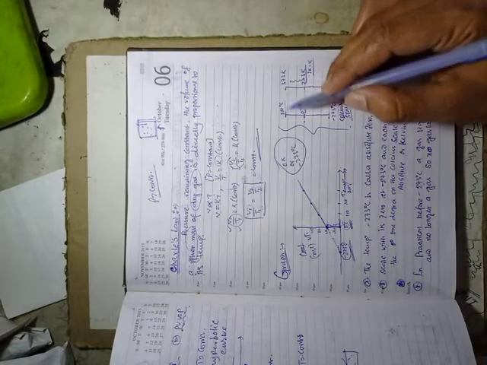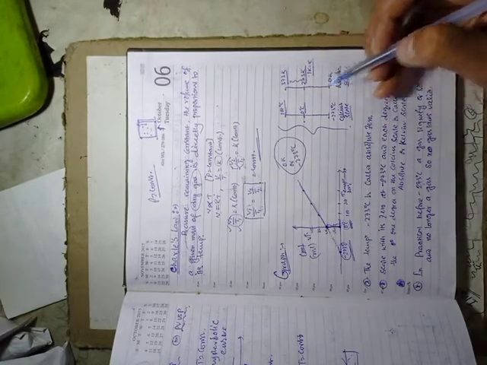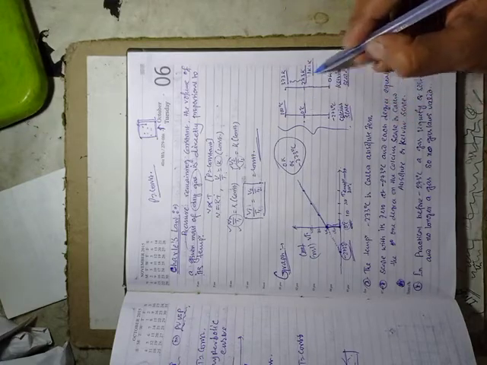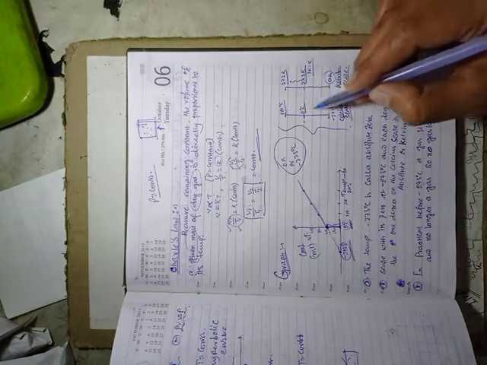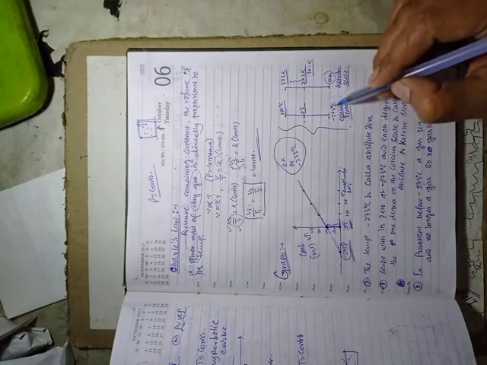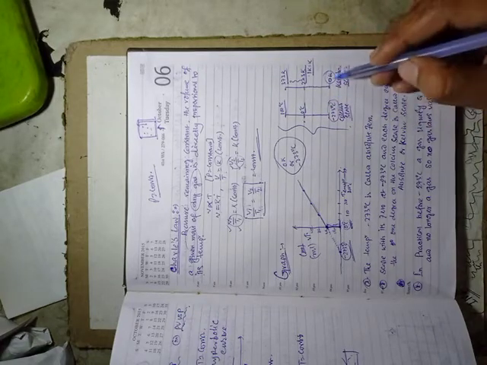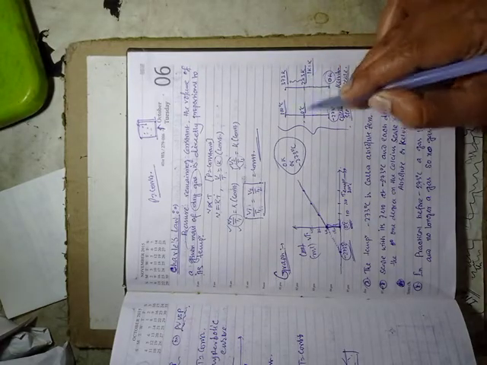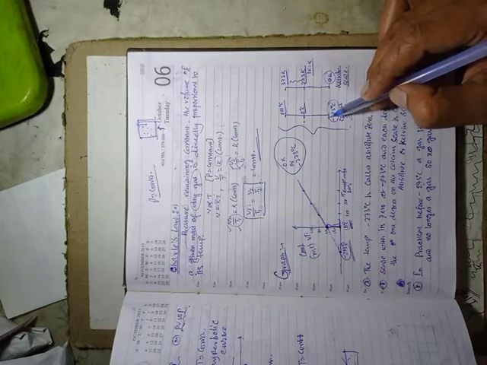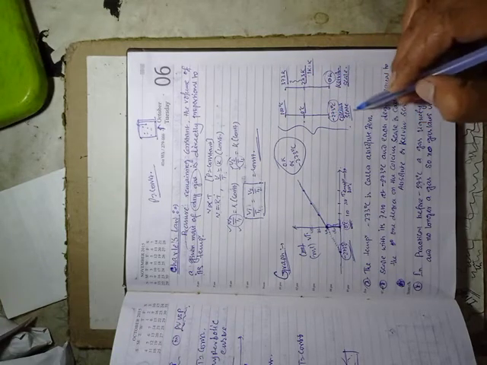So 100 degree centigrade is equal to 373 Kelvin. If you take 0 Kelvin, absolute zero, it will be minus 273 degree centigrade, because 0 minus 273 will be minus 273, okay.